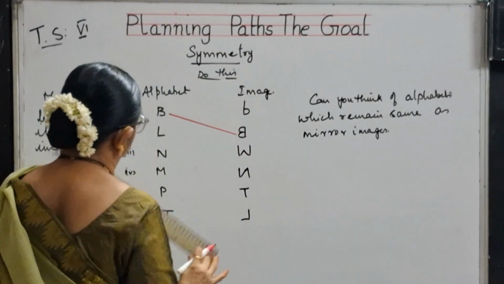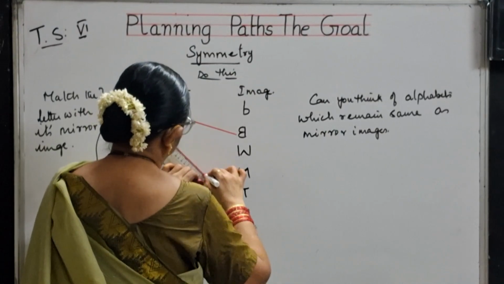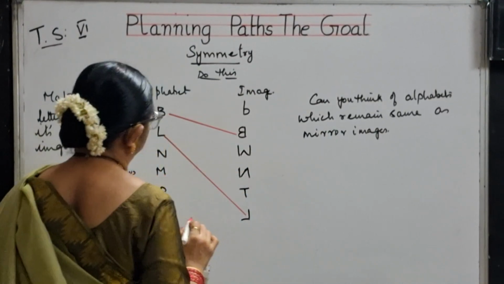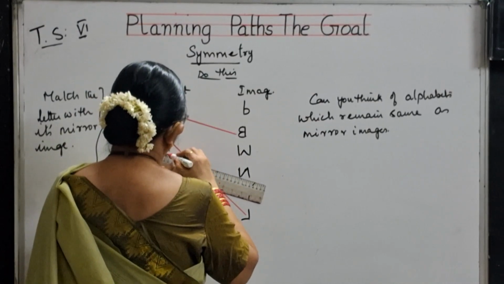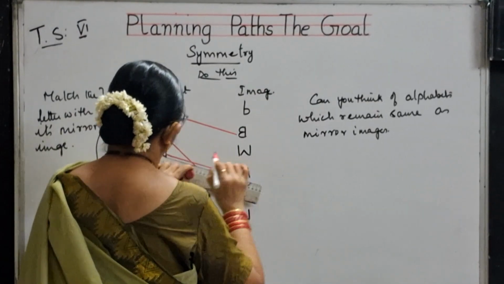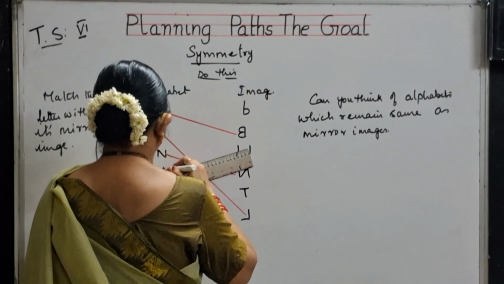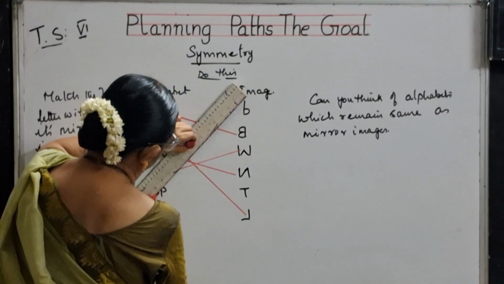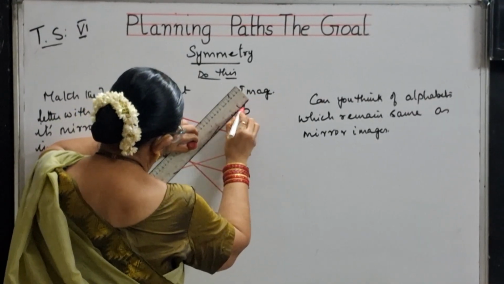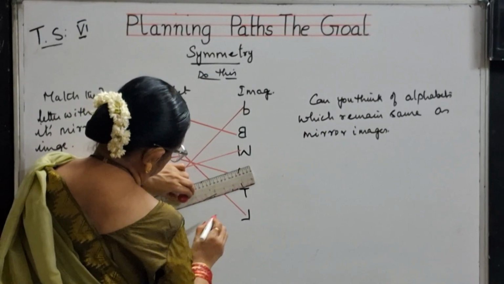B. Now L. See, these are the matching ones, L. And then N. These two are matching. And M. This is mirror image of M. P. These two are matching, P and this. And T.